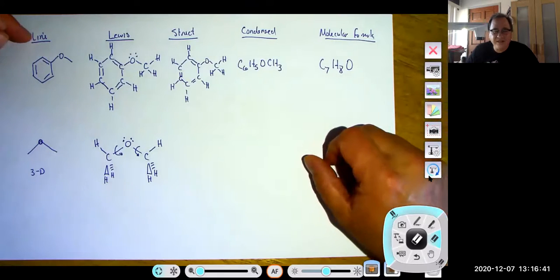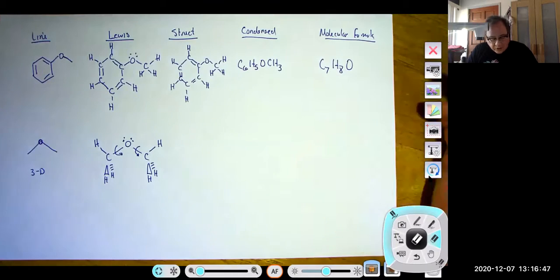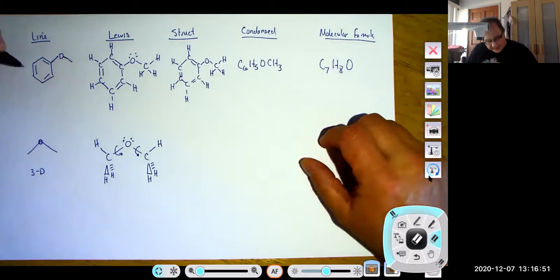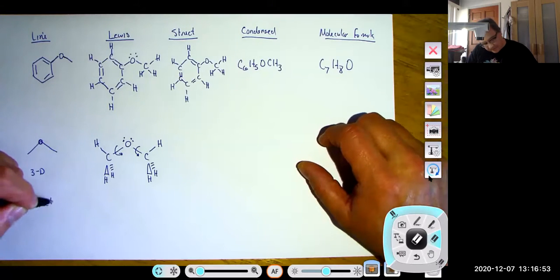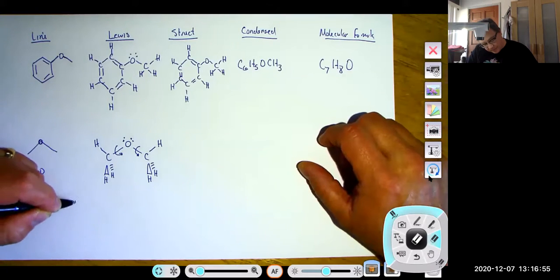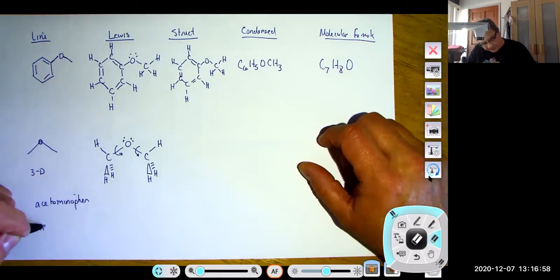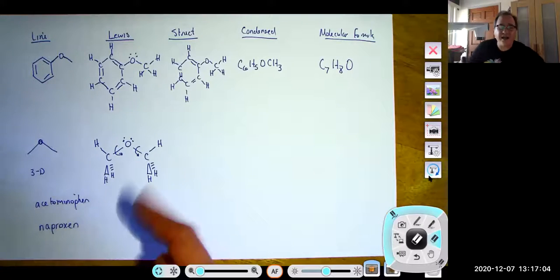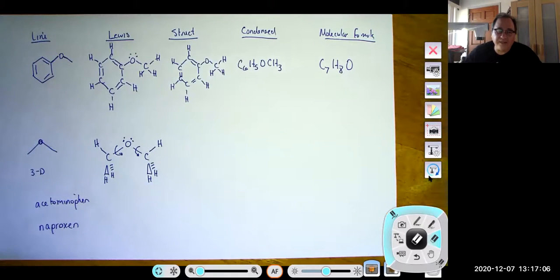They're not difficult whatsoever. And now if you go online and you look up some medication that someone happens to be taking, like acetaminophen or naproxen, and they give you some structure, you're going to be able to say, oh, I can figure out what the formula is of that compound. Capiche? All right, folks, thanks for listening.